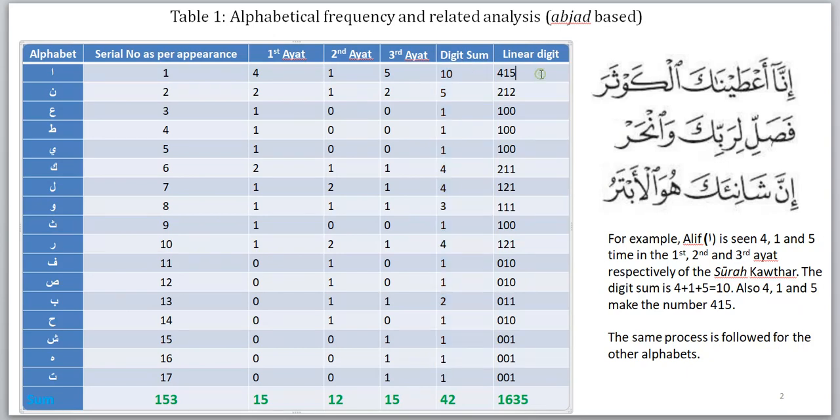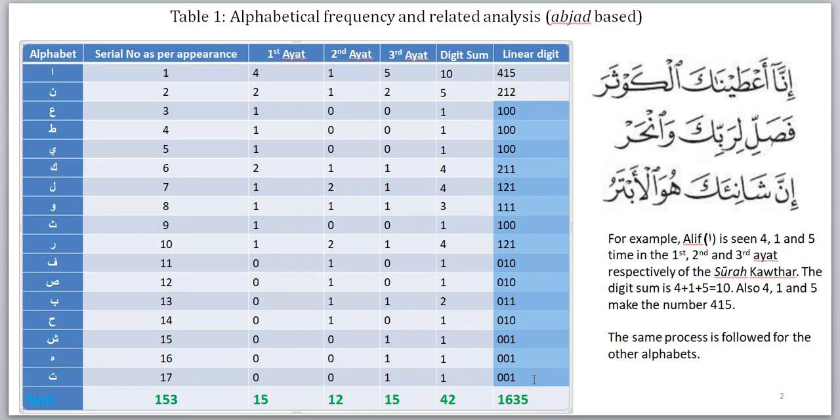If we go to the next column, we see that the linear digit of these three columns, 415, is actually 415. The linear digit of these three columns is actually 212, and likewise the other numbers are also placed here.